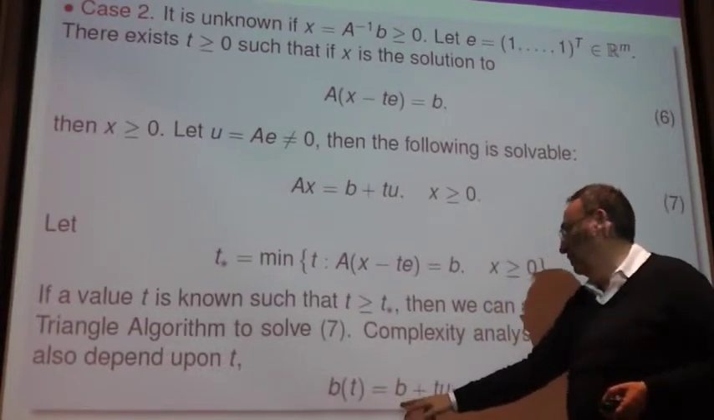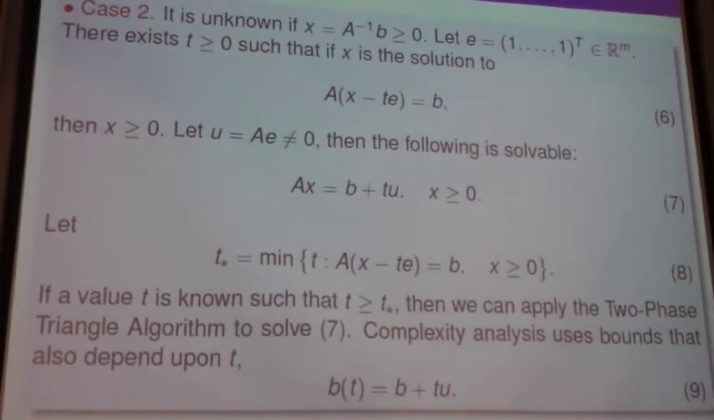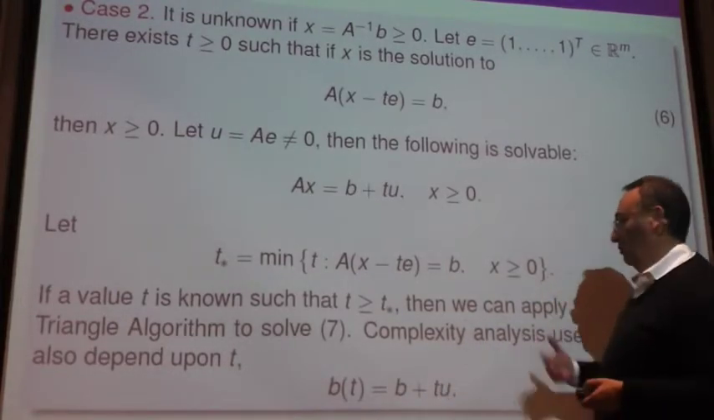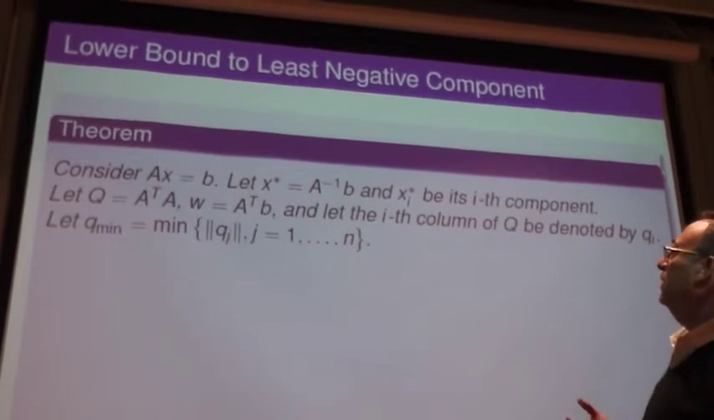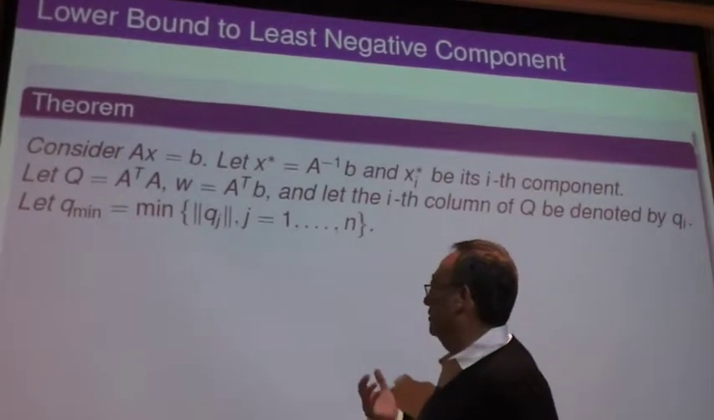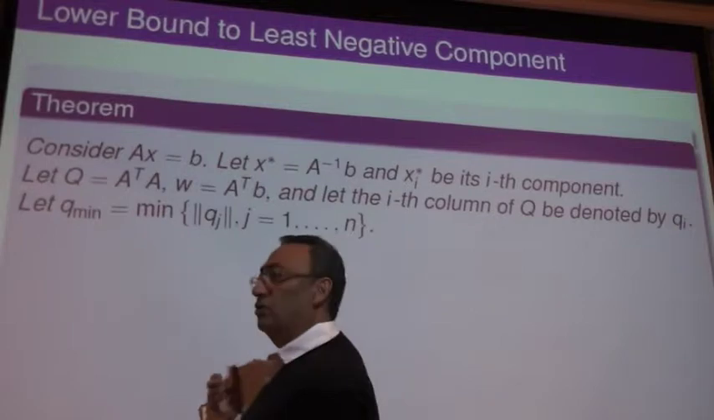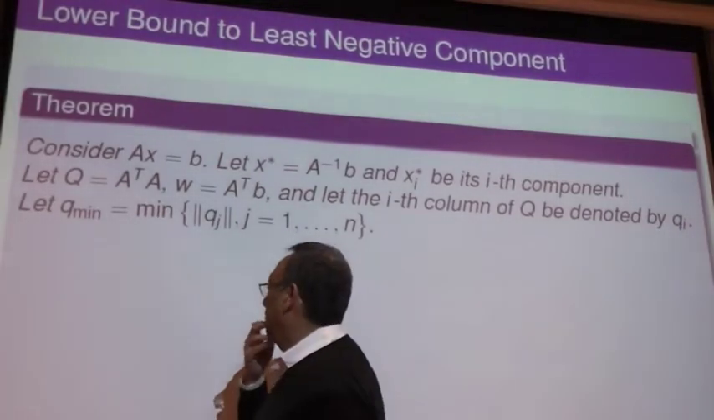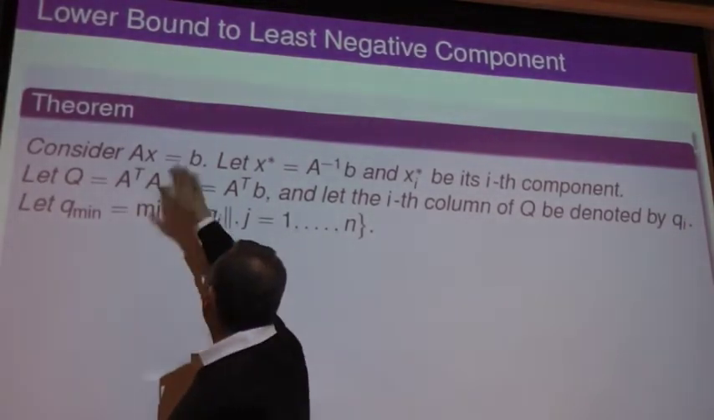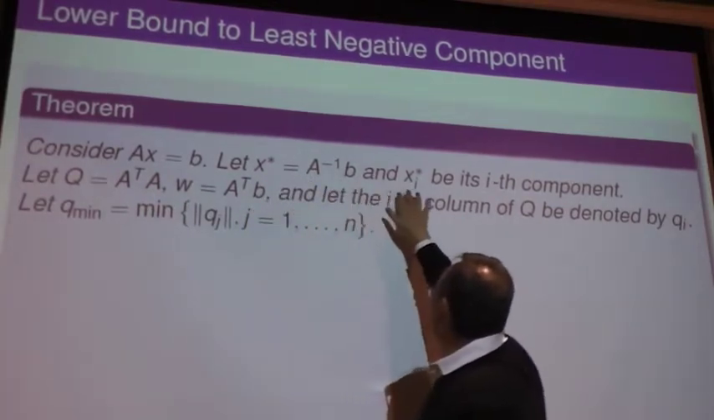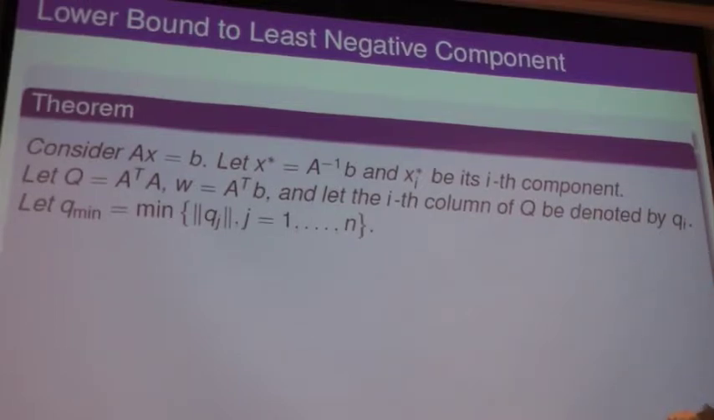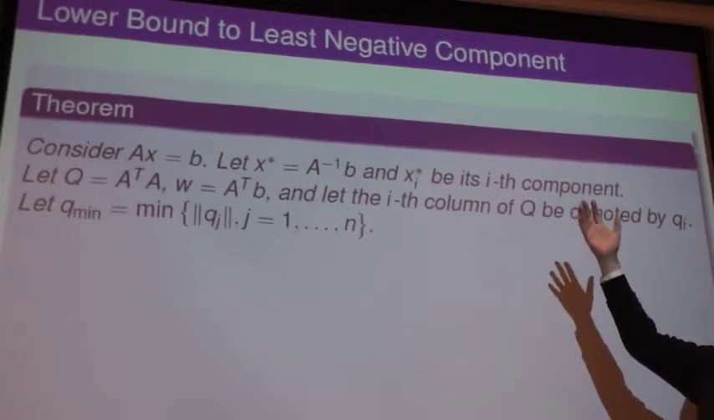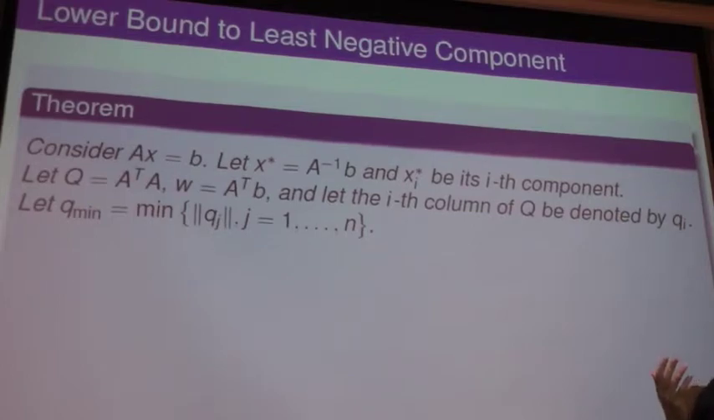Because my b changes to b plus t times u, u is bounded by t. Maybe we don't know how big this would be. Here is a theorem that I found, and maybe it's a valid question to ask, but I don't know if people have studied this before. Suppose we have Ax equals b, and we look at xi as the ith component of x. I want to know how negative can it be. Can I put a lower bound on this in terms of A?